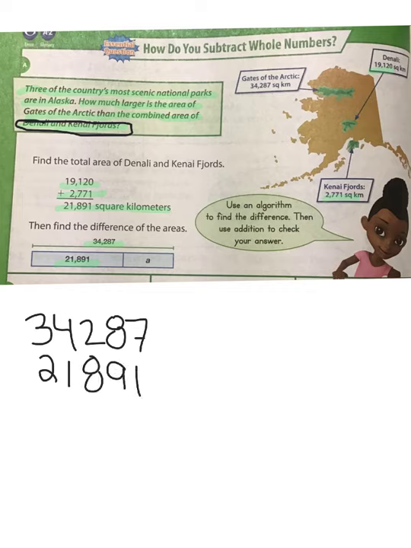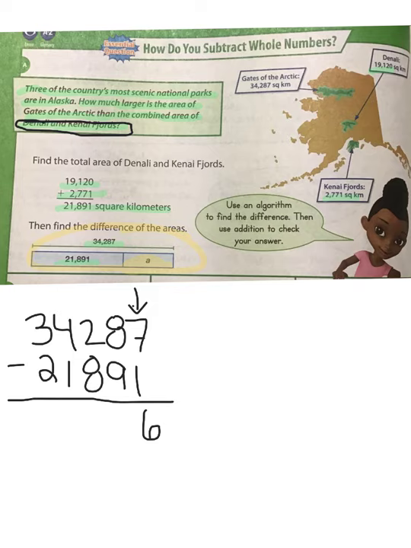21,891. If we are looking at our bar diagram over here, if we have a number missing in the bottom of the bar diagram, we know we need to subtract. To find the difference, we are going to draw a line underneath the two numbers we are subtracting. Always start with your ones place. 7 minus 1 is 6. Then move on to your tens place.